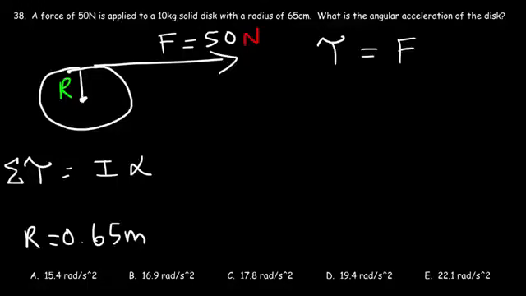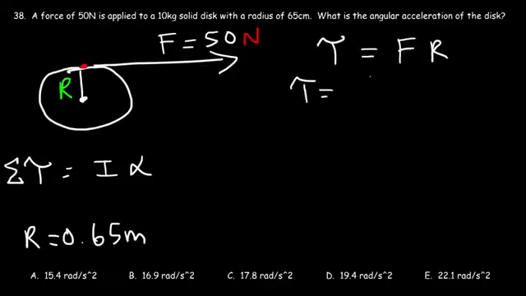Torque is the force times the lever arm. In this case, the lever arm is the radius. The lever arm is the distance between where you apply the force, or the line of action of the force, which is basically any line in this direction. The line of action is always parallel to the force. So it's the distance between that line of action and the axis of rotation, which is the center of the circle. And that represents the radius of the circle. So the lever arm is the radius in this problem.